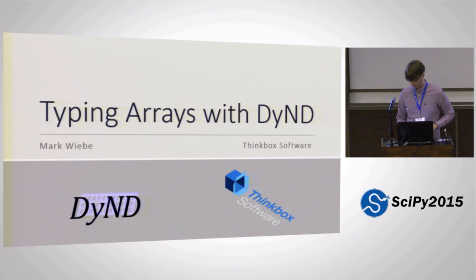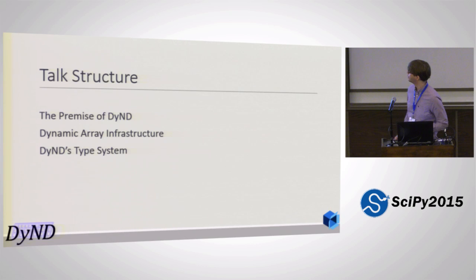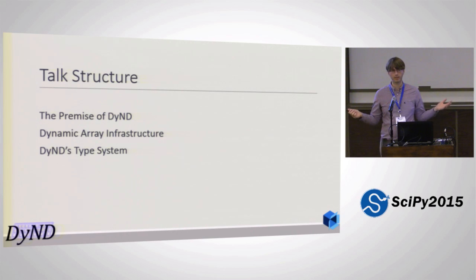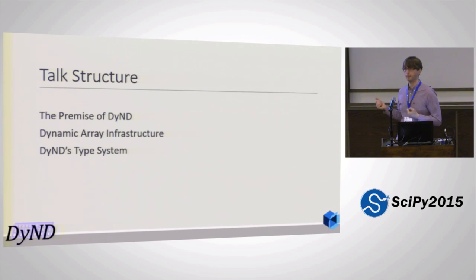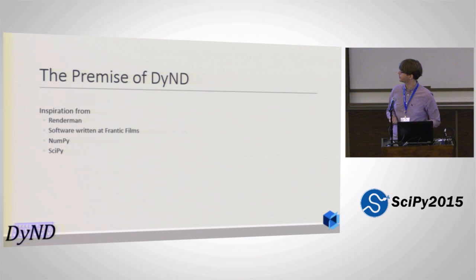So my overall structure, I'm going to start with a little bit of the premise, like why would you want something like DyND? You have NumPy, you have this huge stack of software on top of it. I'm going to go at that from one particular angle. There's lots of different ways you can think of that, but then take a step back and consider dynamic array infrastructure as a thing. I think that's something we want. NumPy is that for Python. Could we do more? And then look at type specifically in DyND.